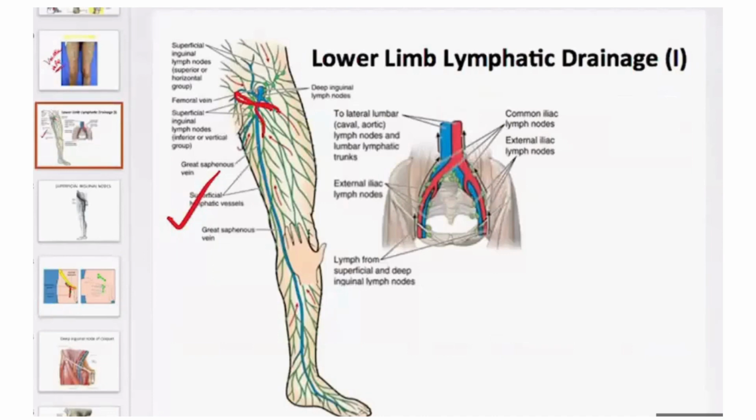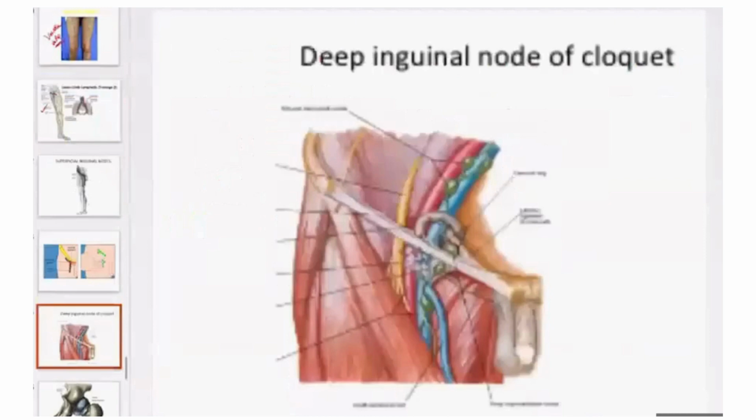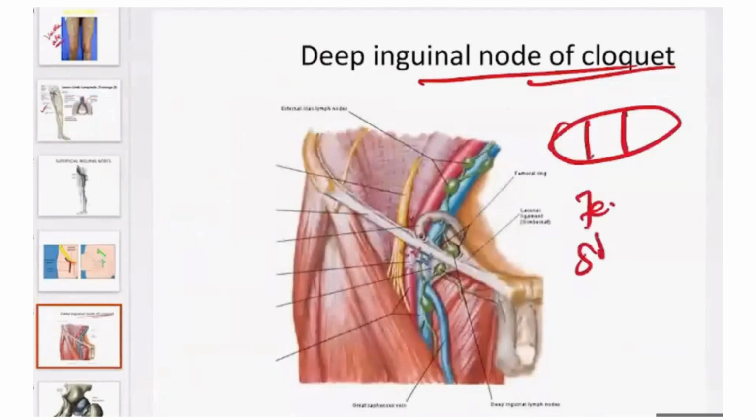Superficial lymph node, deep group of lymph node. Where is it present? Femoral sheath: medial, intermediate, lateral. Here you get vein, here you get artery, here the lymph node is the deep group of lymph node.